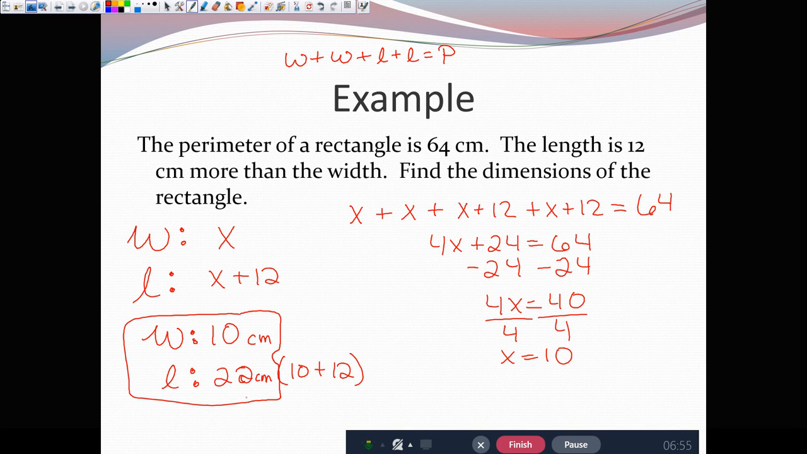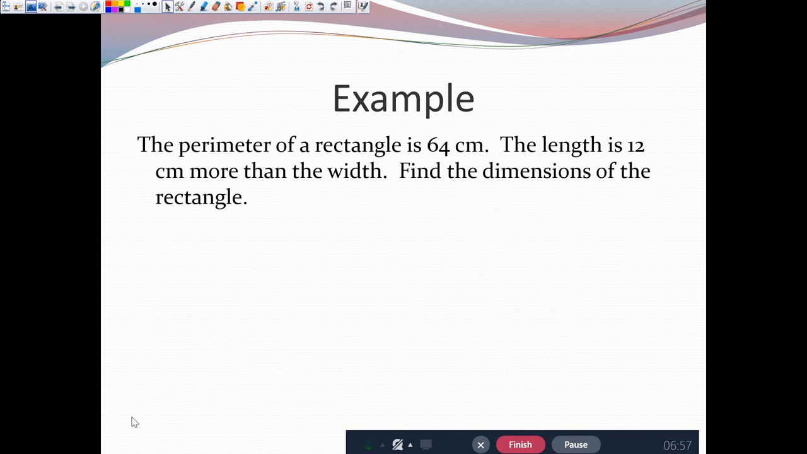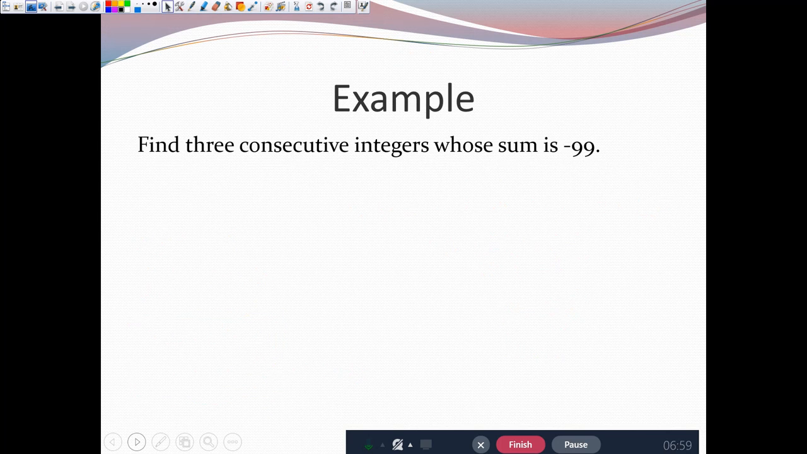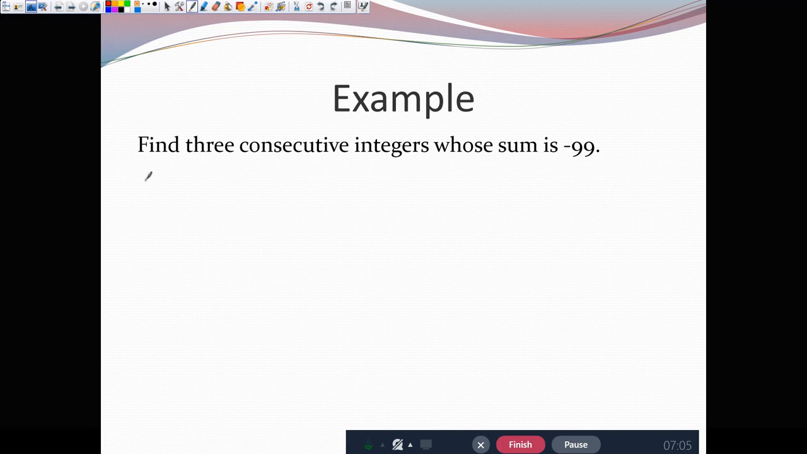So let's look at our next one. It says find 3 consecutive integers whose sum is negative 99. So I'm looking for 3 numbers. I'm going to have a first number, a second number, and a third number. And these are consecutive integers.